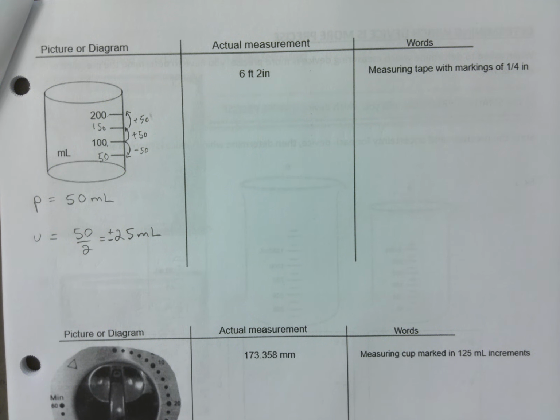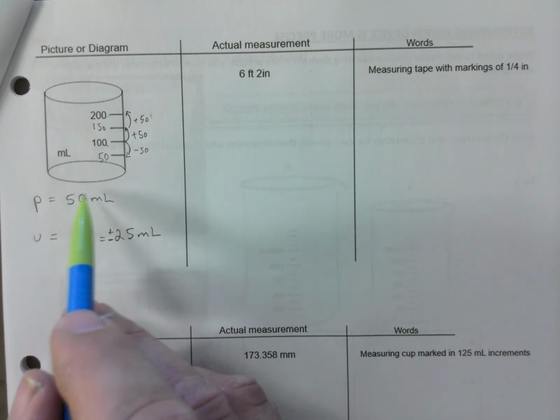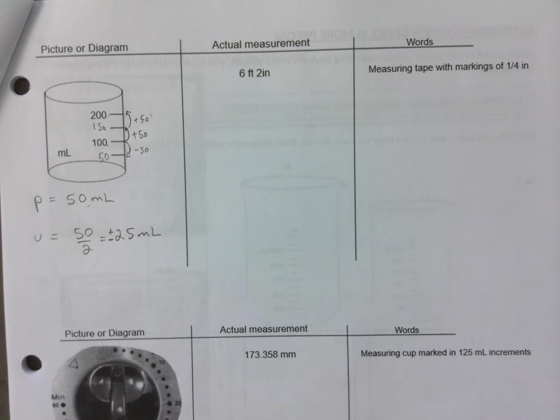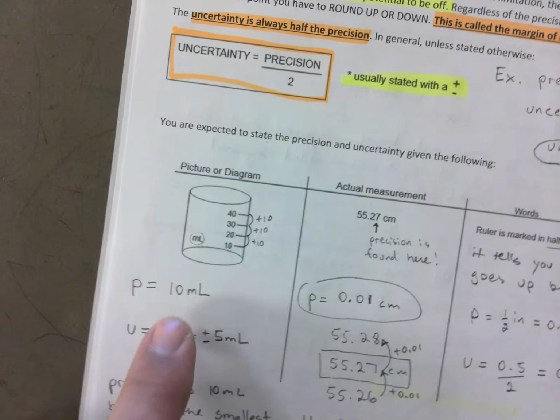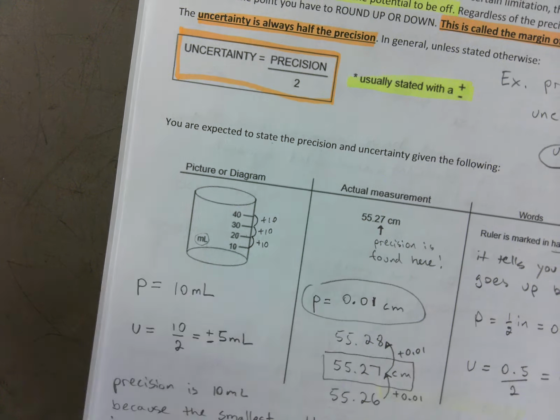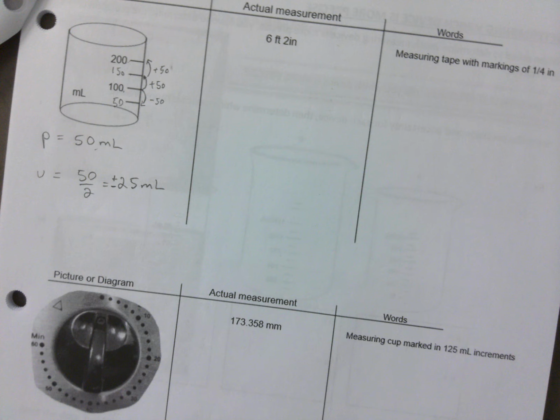Okay? Which one is more precise between this one and the one we just did before? Which one is more precise, the 50 or the 10? The answer is the 10. This device here would be more precise because it has smaller increments. Okay? Okay, let's do another one.